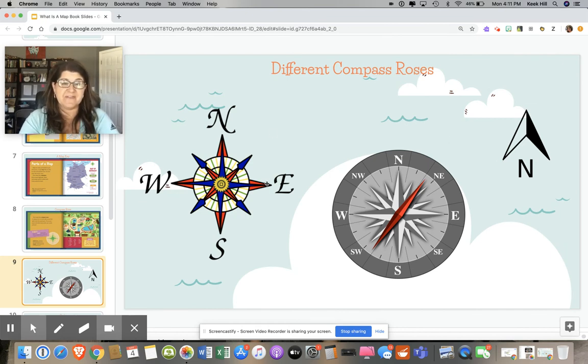Here's some different compass roses. Some of them are super fancy. Some of them have north, east, south, and west, but then they also have northeast, southeast, southwest, northwest. And then some of them are really simple. It just says N with an arrow up, and that tells us north is up. On most maps, north is going to be at the top of the map, but it's nice to have them tell you with a compass rose.